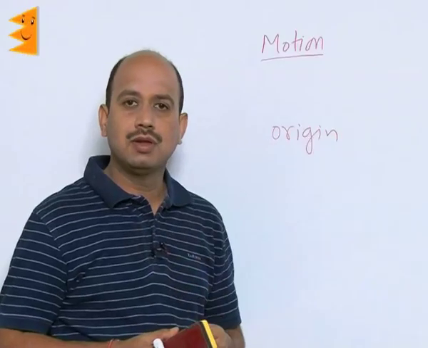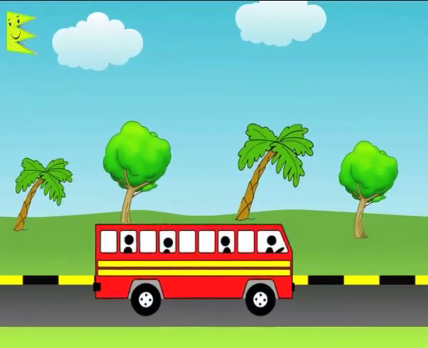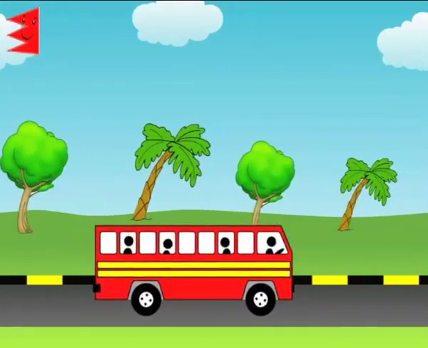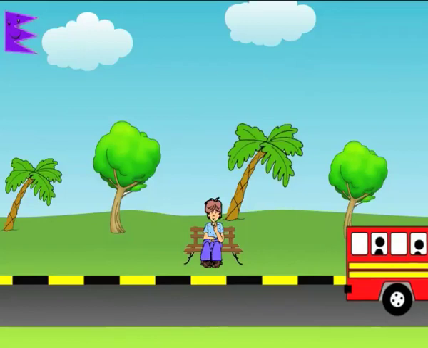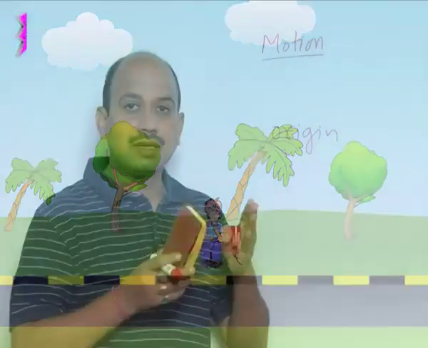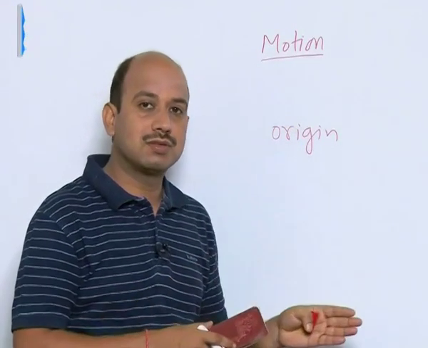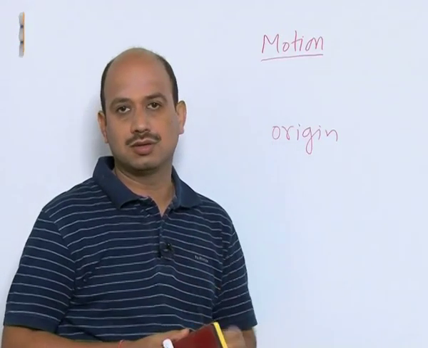Another example: a person is sitting in a moving bus, he sees trees, plants, everything moving in the opposite direction. But if you are standing on the ground and you observe the position of the trees and plants, you will find they are at rest. So, the same tree is in motion for the person who is sitting inside the bus, but the same tree is at rest for the person who is standing on the earth.